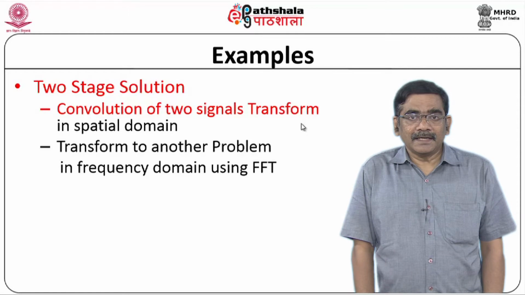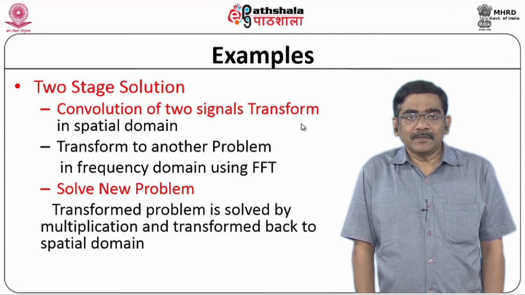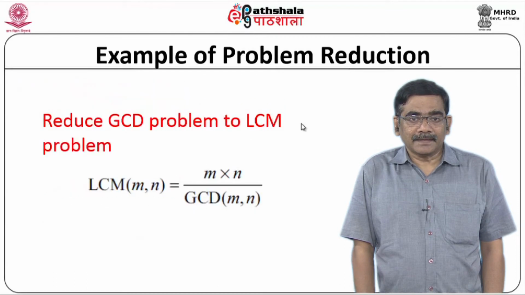Once we have the data in frequency domain, the convolution is reduced to ordinary multiplications. So, now we can solve the new problem by simply multiplying, and once we have the resultant, we can transform that back to the spatial domain by applying the inverse fast Fourier transform. In this particular manner, we can easily develop algorithms. In this way, we can develop faster algorithms which are more required for modern applications.